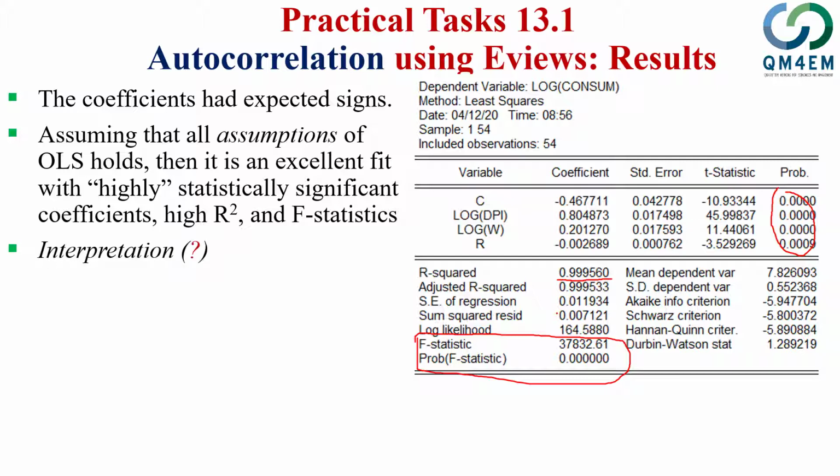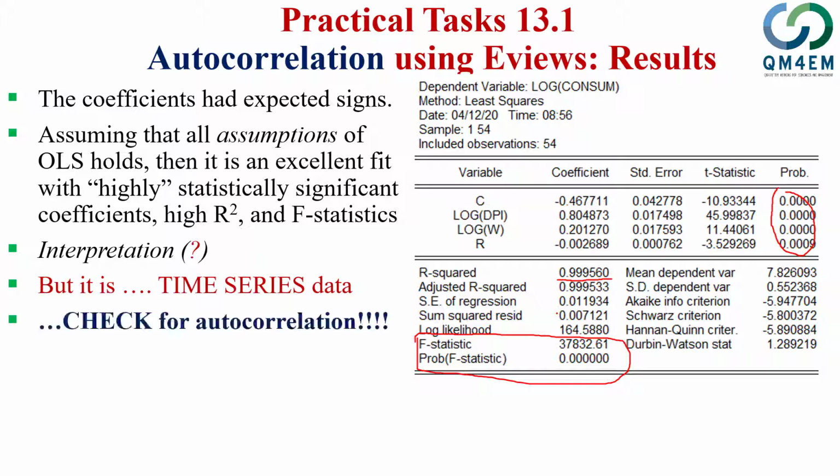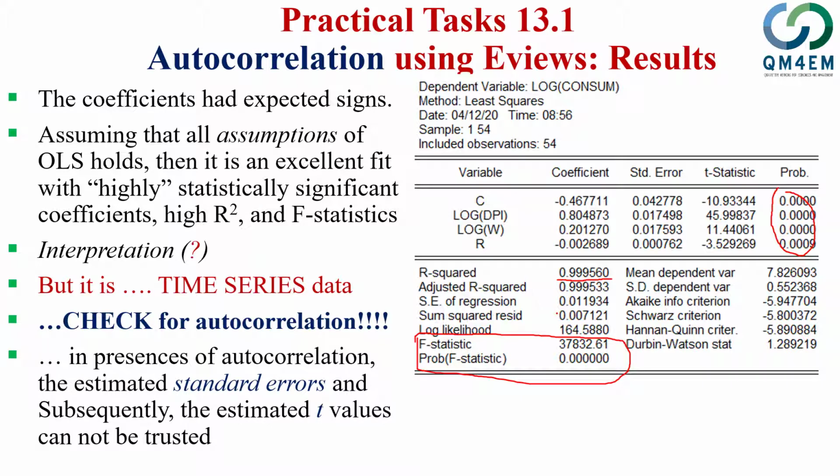However, we should keep in mind that this data is time series data, and I keep on telling you, as in the past as well, that time series data do suffer from autocorrelation. So we have to check for autocorrelation. In presence of autocorrelation, if we suspect that there is autocorrelation, then we cannot trust these excellent results anymore, because in presence of autocorrelation, you can't trust the standard errors and t statistics and all these values.